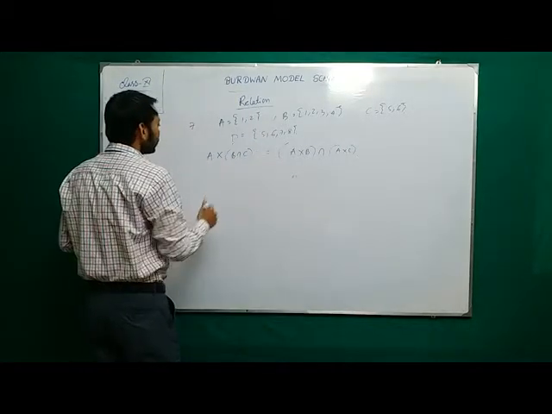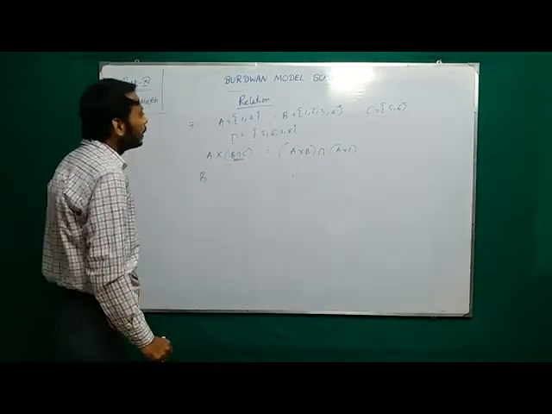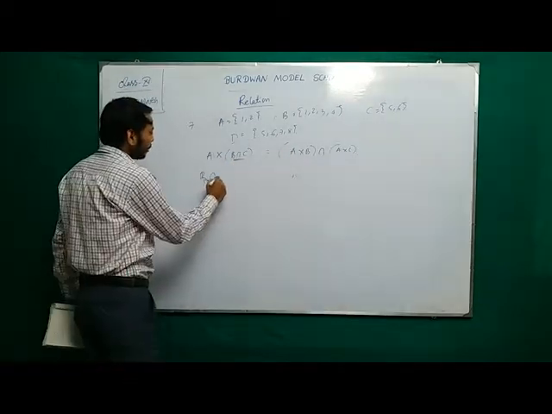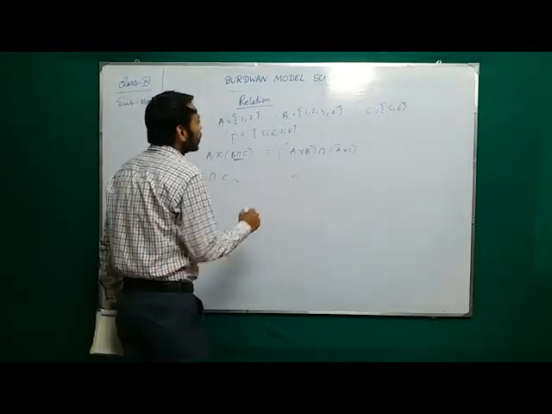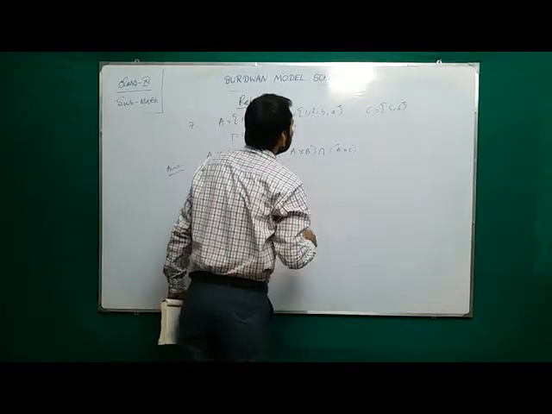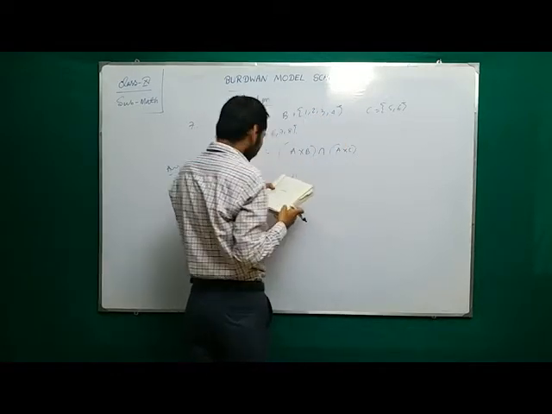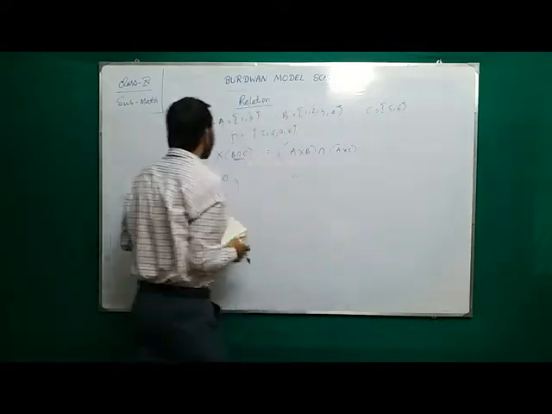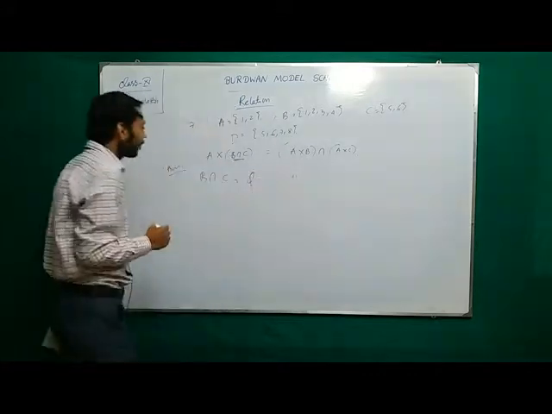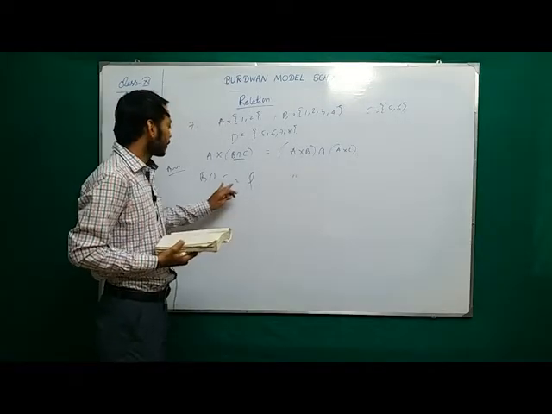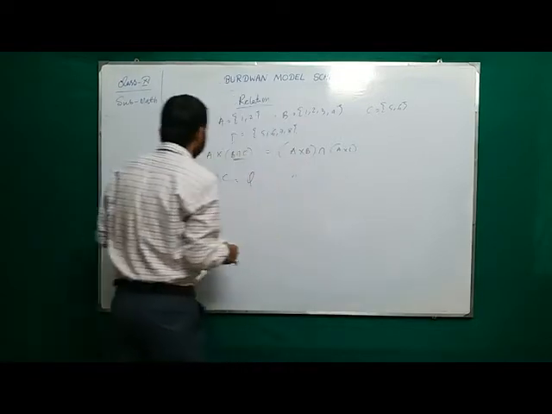Now first of all the LHS. For the LHS you have to first find B intersection C. So B intersection C means the common elements of B and C. You can see B contains here 1, 2, 3, 4 and C contains 5, 6. So there exists no common element. So B intersection C means phi, because B and C have no common element.